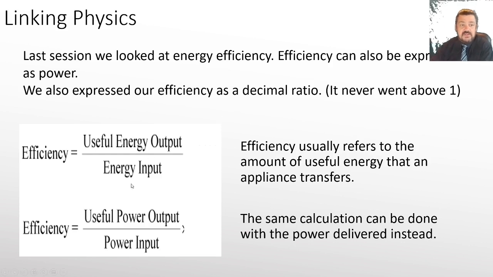Now, if we look at the equation we used last time, efficiency is equal to useful energy output divided by total energy input. For power, it is exactly the same: efficiency is equal to useful power output divided by total power input. Efficiency usually refers to the amount of useful energy that an appliance transfers. The higher its efficiency, the more useful energy is taken from the total input energy. The same calculation is done with power; rather than using energy, we are using power.